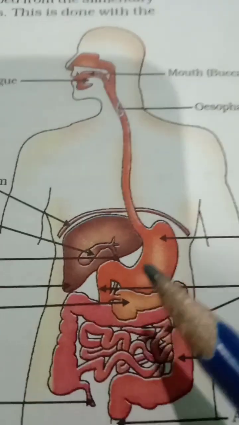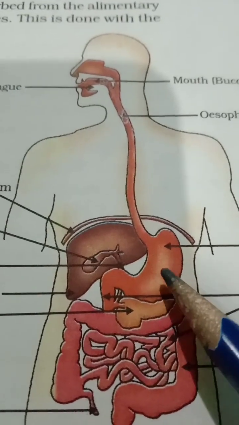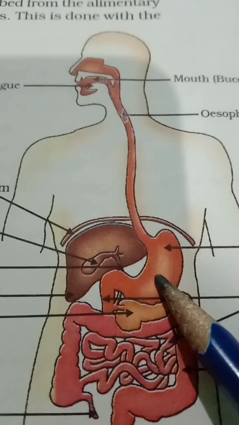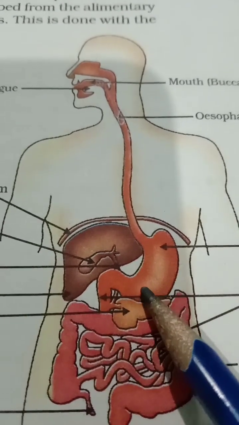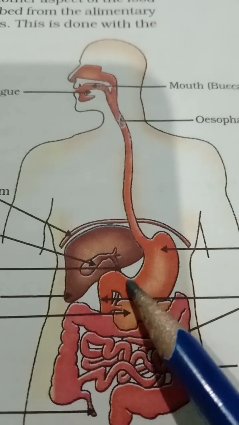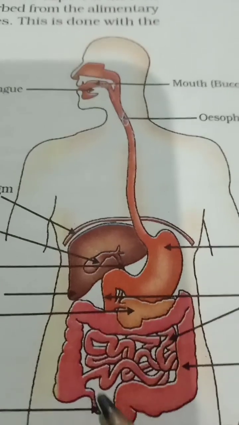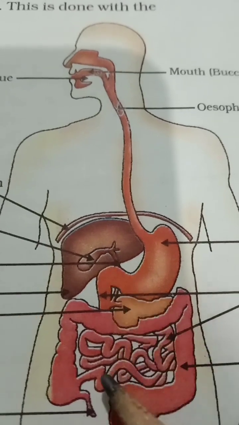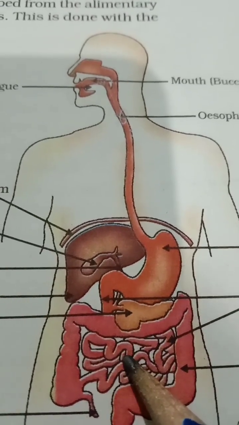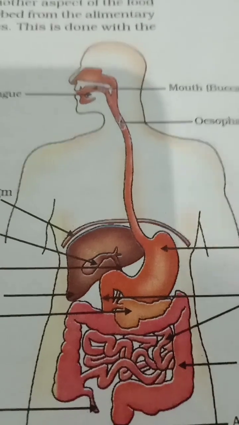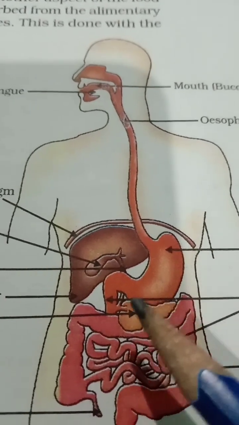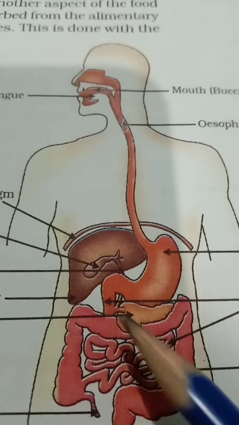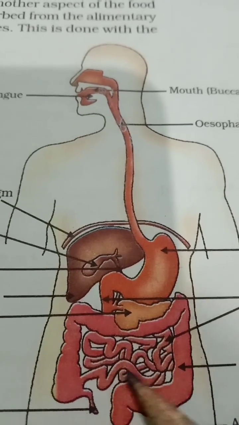Chyme. So when food is mixed with the gastric juices, it is called chyme. Now it is entering inside the tube called duodenum. Now coming to the parts below that, this is the small intestine. The small intestine has three parts, as I told you in the last video: duodenum, jejunum, and the ileum.